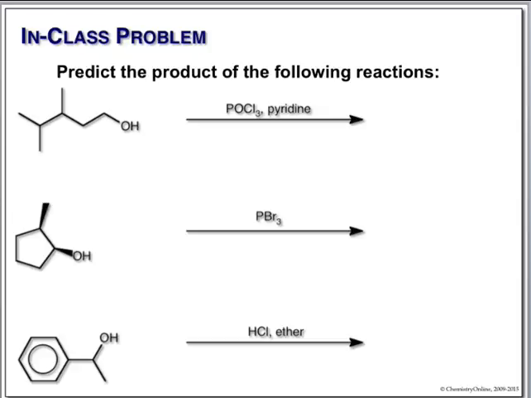POCl3. We think for a second and say, okay, this is going to be a nice civilized E2 elimination. No rearrangements, nothing like that. We're going to lose the hydroxyl group. We're going to form a double bond. It's going to come from the adjacent carbon, and it's going to look like that.